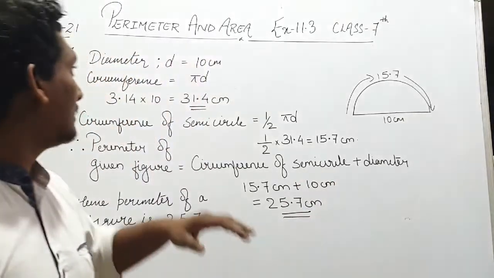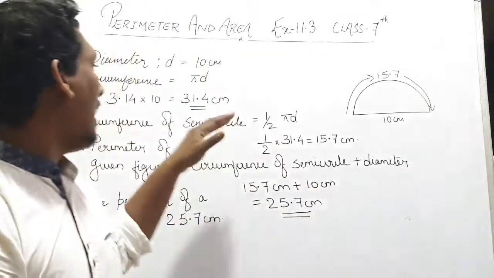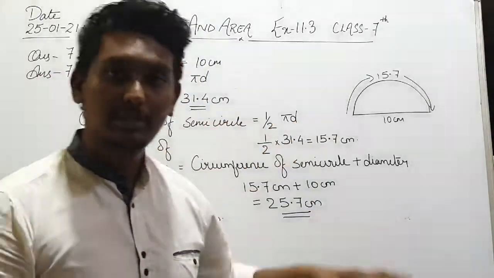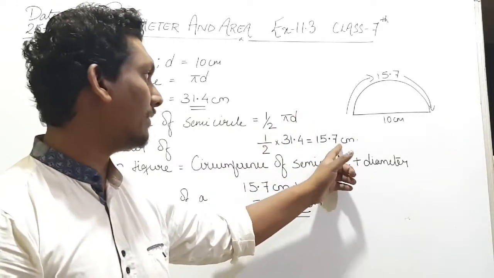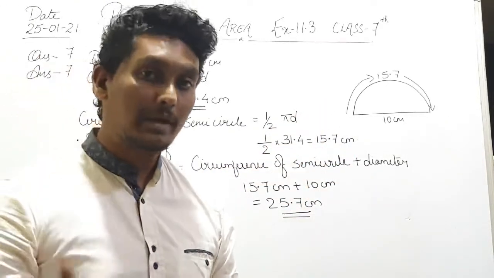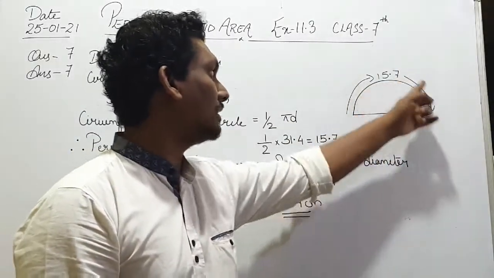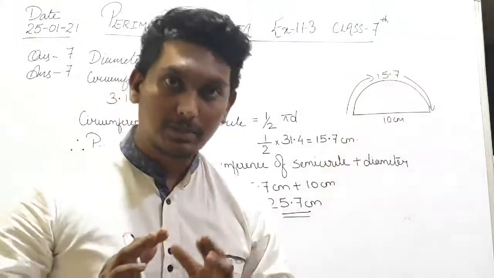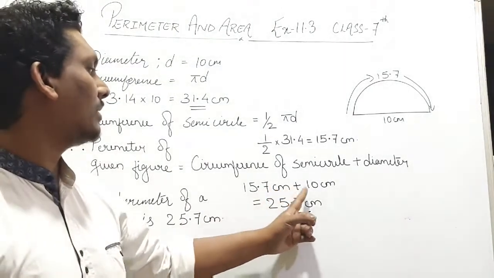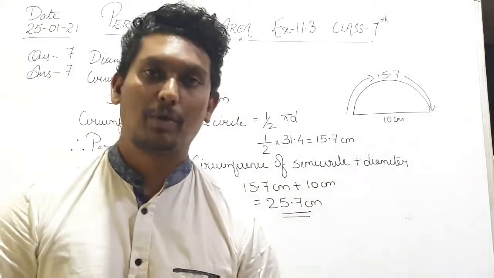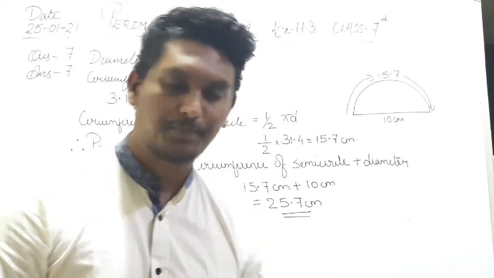The question is very easy. The diameter is given, first you find the circumference. The formula is pi d, and semicircle means half of the circle, so just take half of the circumference and you will get 15.7. Now the next part is to find the perimeter including the diameter. So add 15.7 centimeter plus 10 centimeter, and you will get 25.7 centimeter. Hope the question is clear to you. Just go through it.